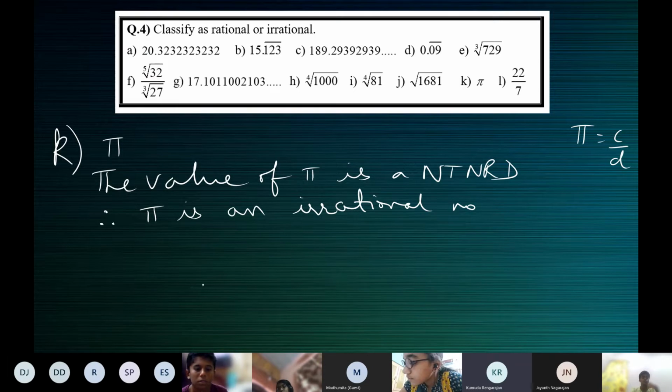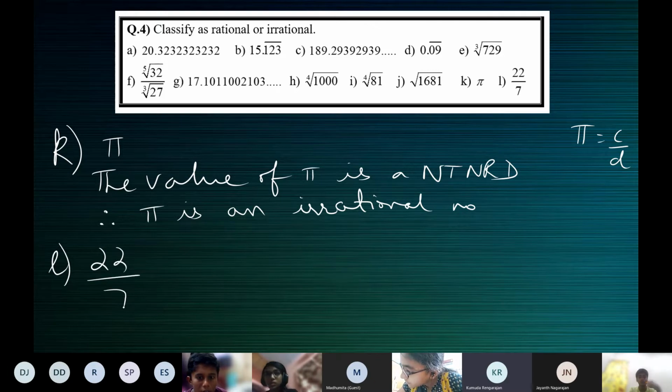Now, area of a circle is pi r squared. You'll have to take some value, right? Some closest value. You cannot take a non-terminating, non-repeating value and calculate. So it's approximated to 22 by 7.